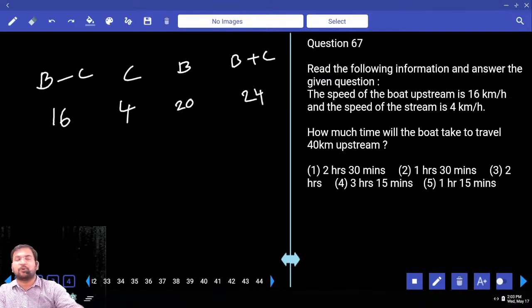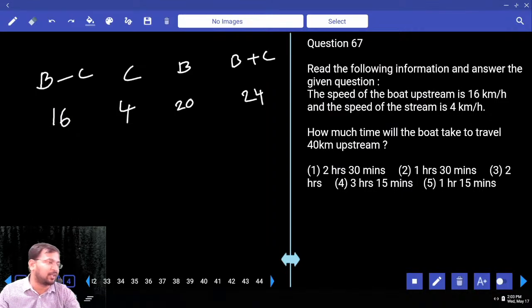No, B minus C is equal to 16, Nana. If C is 4, B is equal to 20 only, right? B plus C is 24 only, right? Yes. Now they have given the question, first question.